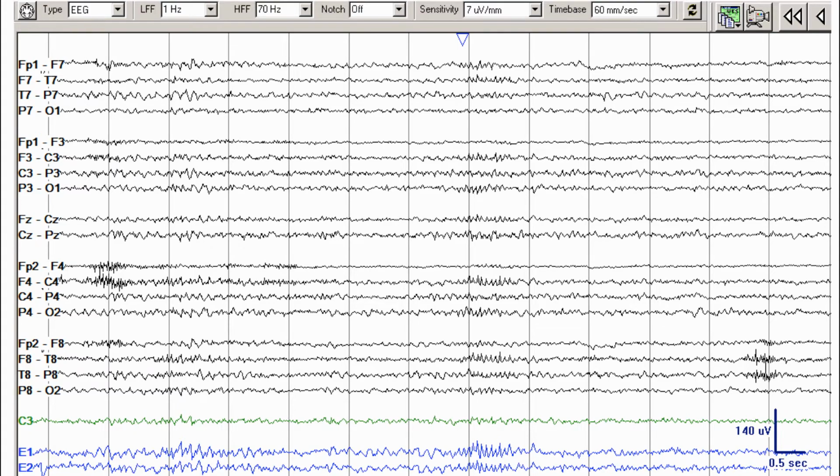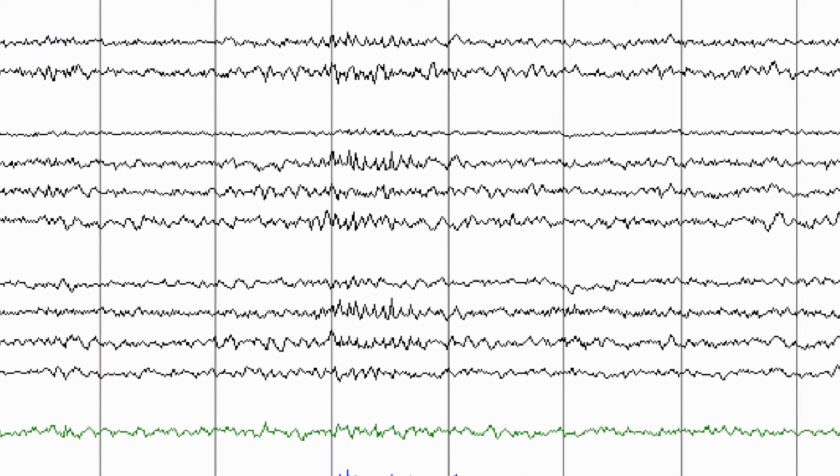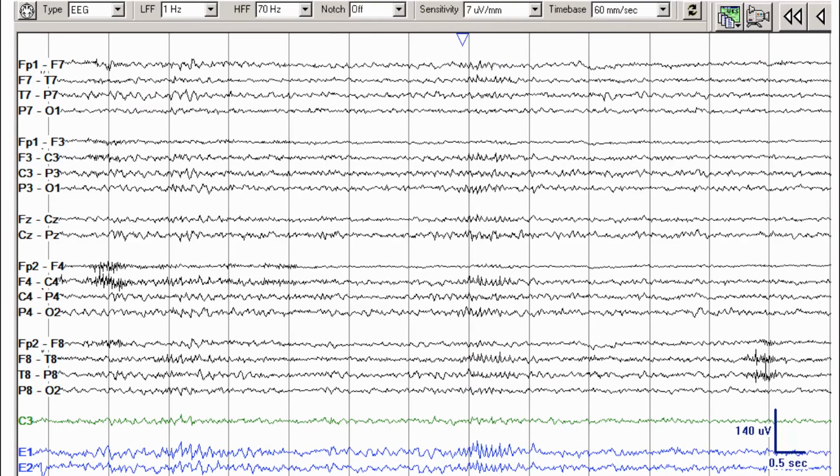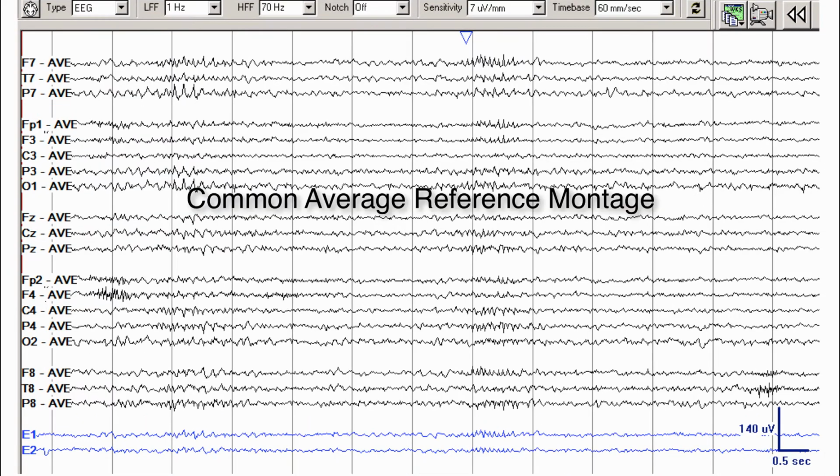This is best seen in the temporal region on the right side, where there is a run of relatively high frequency, sharply contoured apiculate waveforms. These have a fairly broad field when looking at the entire page and are difficult to localize on an anterior-posterior bipolar montage. We can attempt to switch to an average reference montage, but again, because of the very broad field of this finding, it is very difficult to localize.